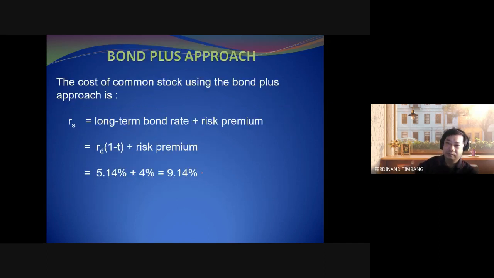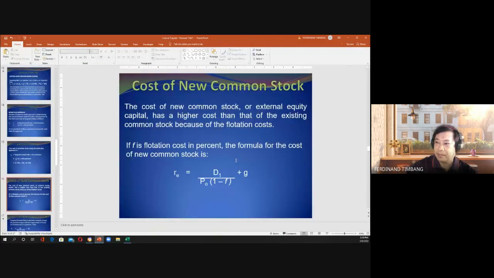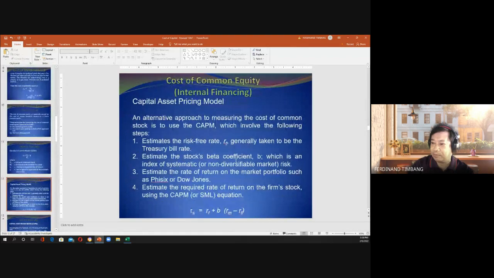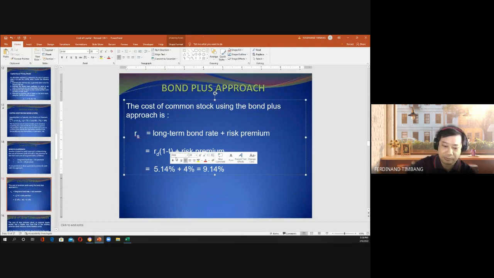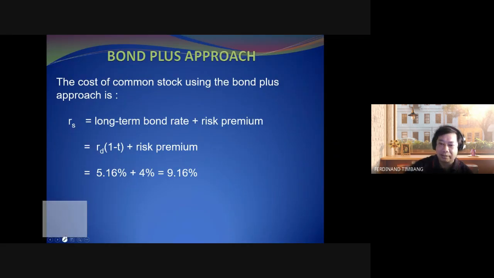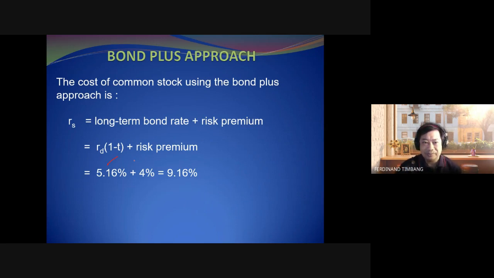Okay, so let's use our example from earlier. I haven't changed this yet. Wait, let's change it, because the earlier one was 5.16. So this should be 5.16 also. This one is also 16. I edited it already, but it didn't carry over. So this is what we got earlier as the cost of debt after tax. Then we add the risk premium of 4%. Again, if you cannot obtain the risk premium, you can use the 4% as standard. So using the bond plus approach, the cost of equity is 9.16%.